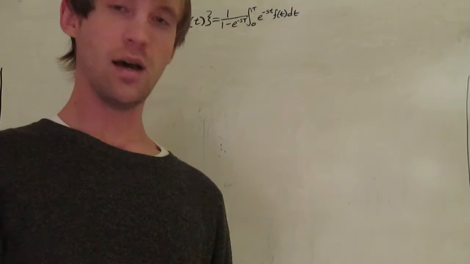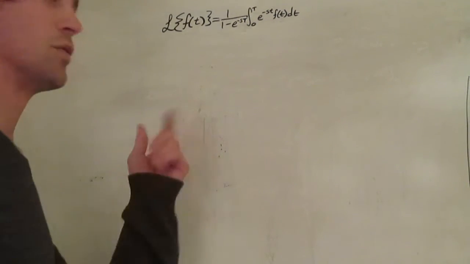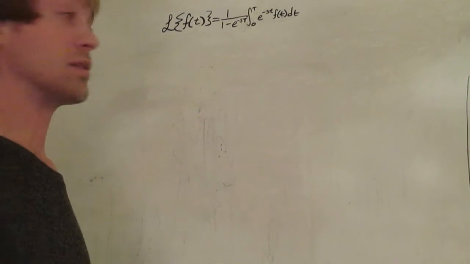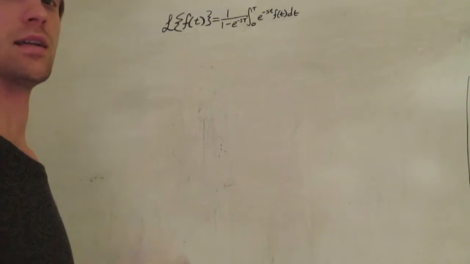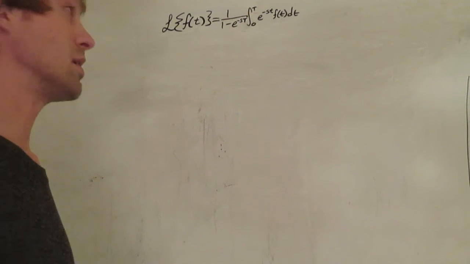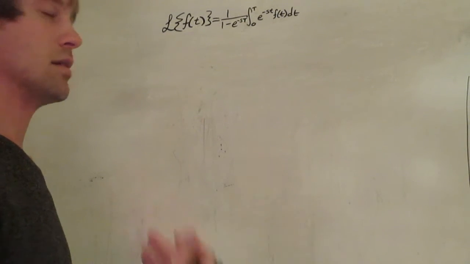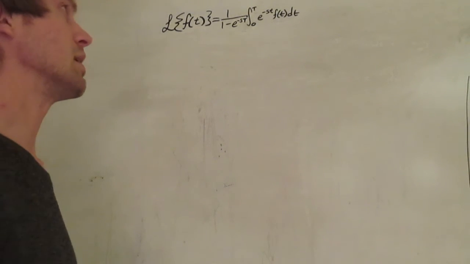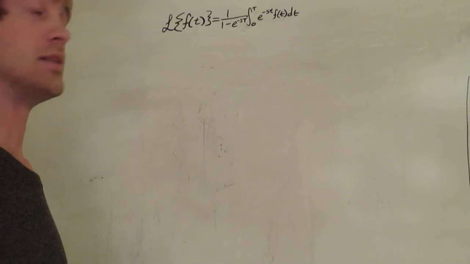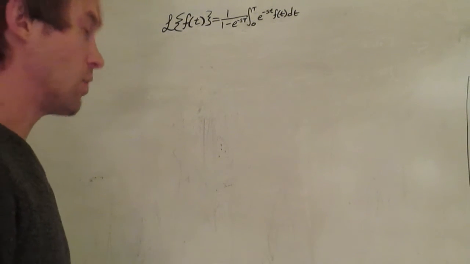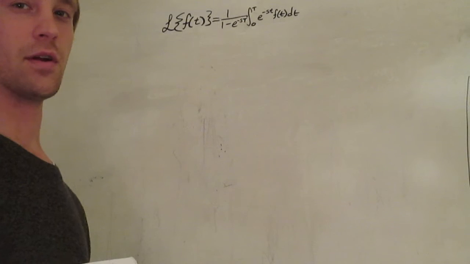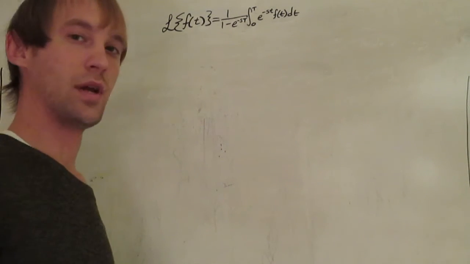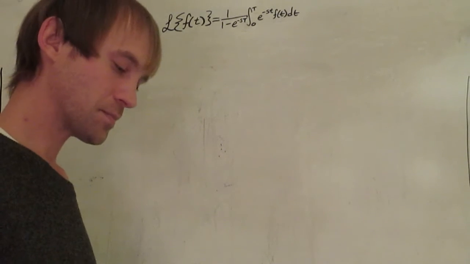Hello everyone. Last video we went over the proof of a Laplace theorem, which says that the Laplace of f of t is equal to 1 over 1 minus e to the negative s capital T, where capital T is the period, times the Laplace over one period, basically: the integral from 0 to capital T of e to the negative st f of t dt. The proof I gave was not very rigorous, so I wanted to do another video demonstrating a more rigorous proof.